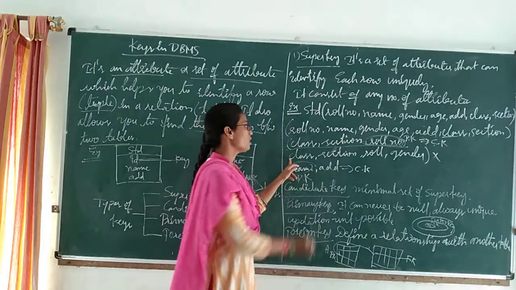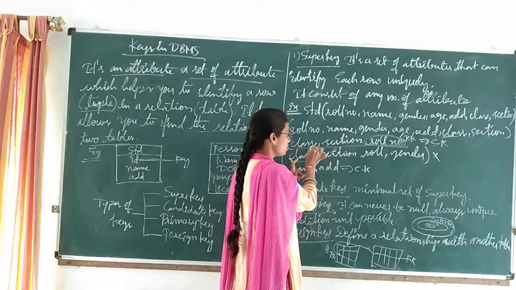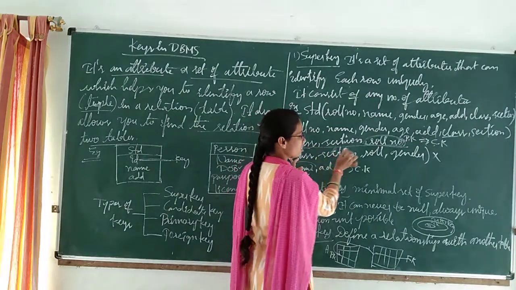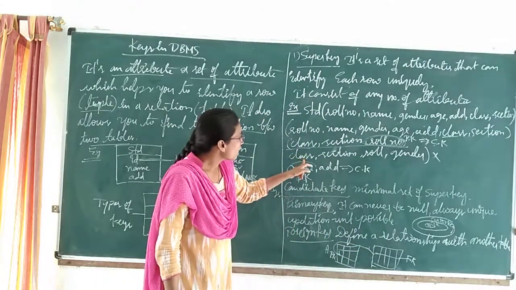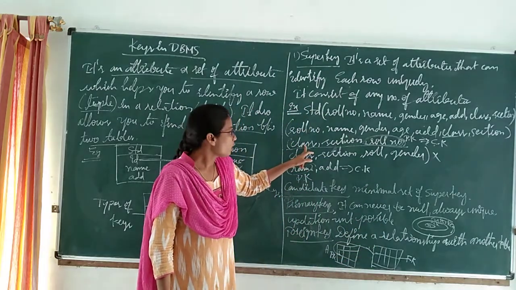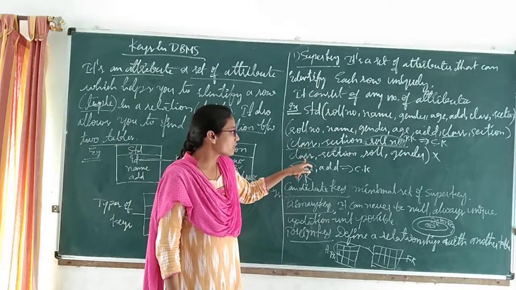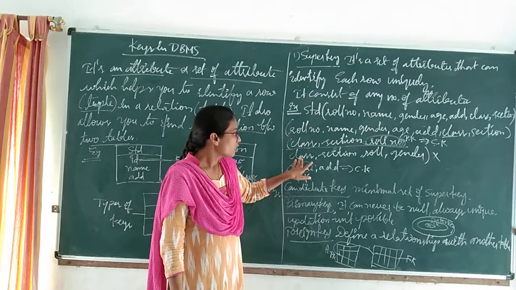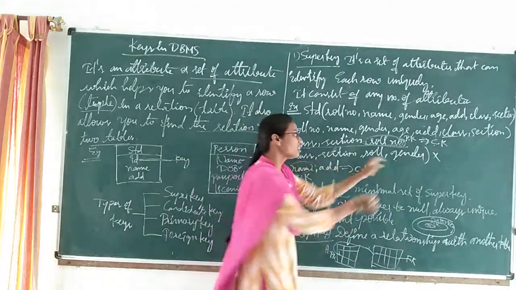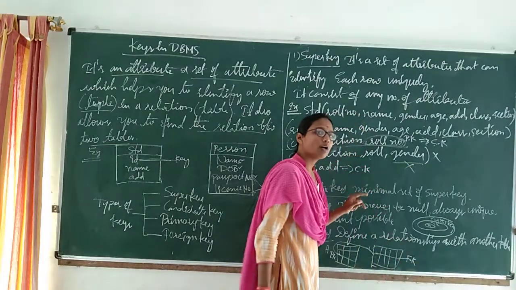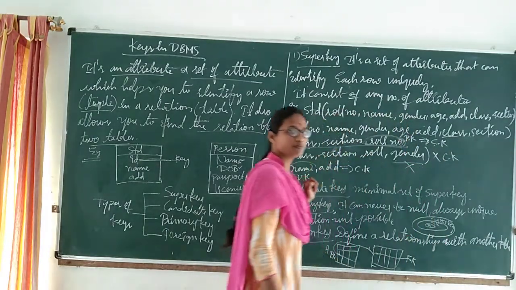And next, these subcategories of these attributes in this relation: class, section, roll number, gender. Okay, class is there in super key. Now this is a super key. Here find out if it is a candidate key or not. Class is there and section is there, roll number is there, but gender is not there. Now this relation is not a candidate key.